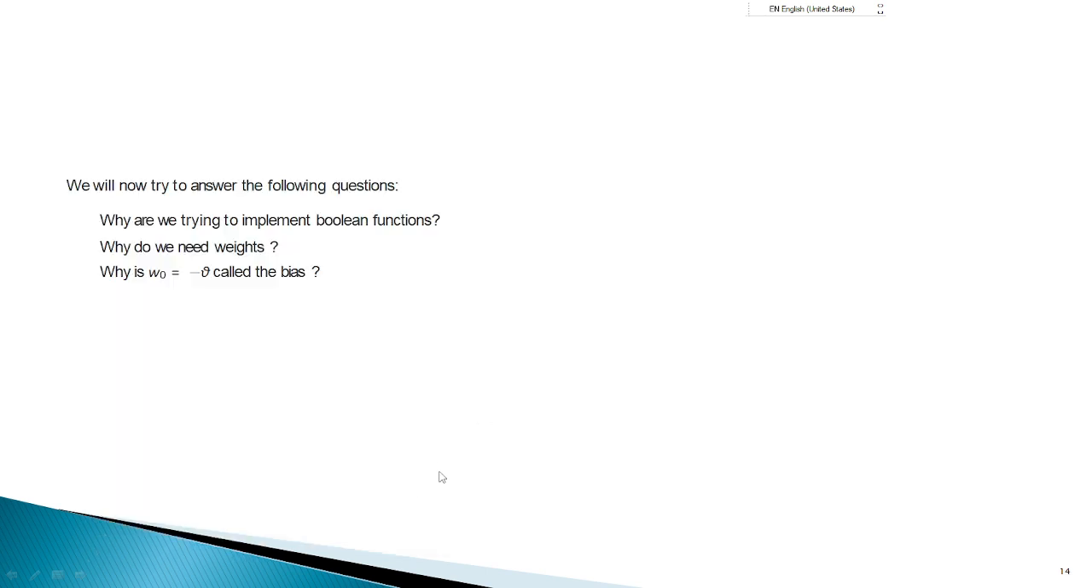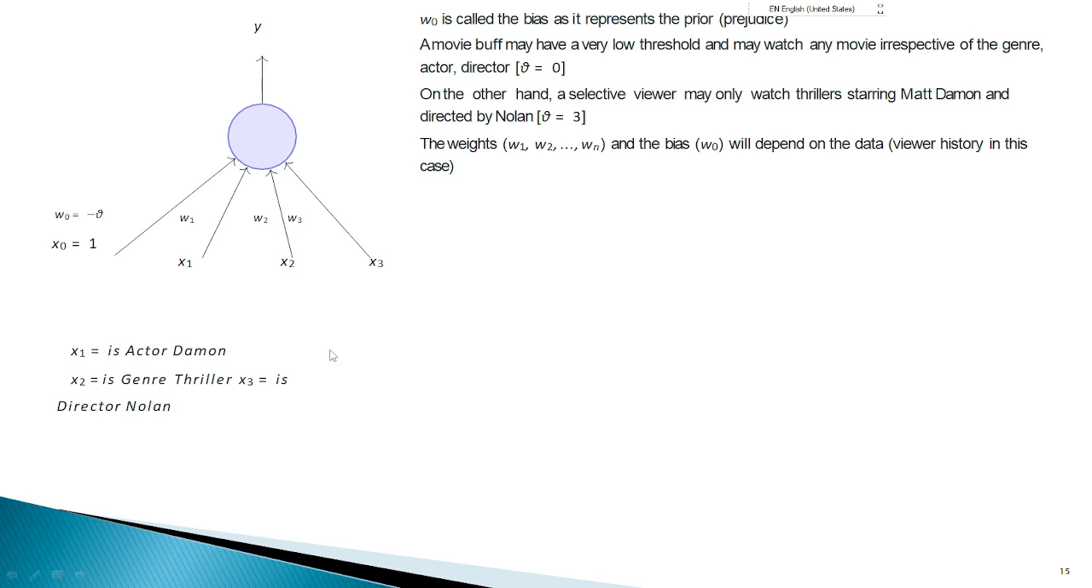We will now try to answer the following questions. Why are we always trying to implement Boolean expressions? Can we go for real functions also? Why do we need weights, and what is the role of bias here? So what is this bias? It's actually a prejudice. Prejudice means what? It tells about the history.